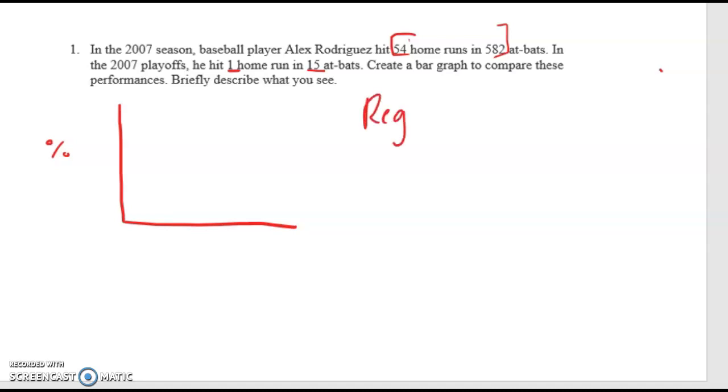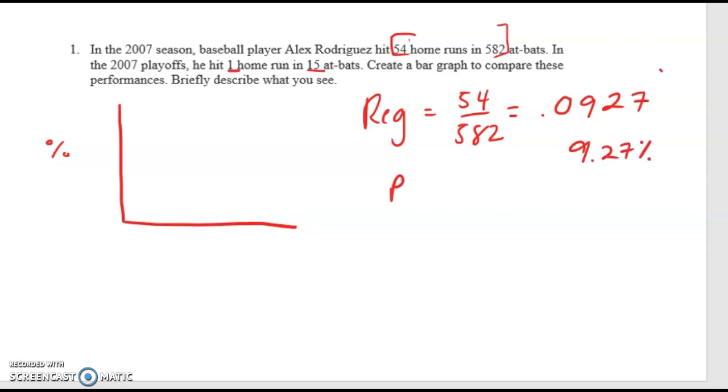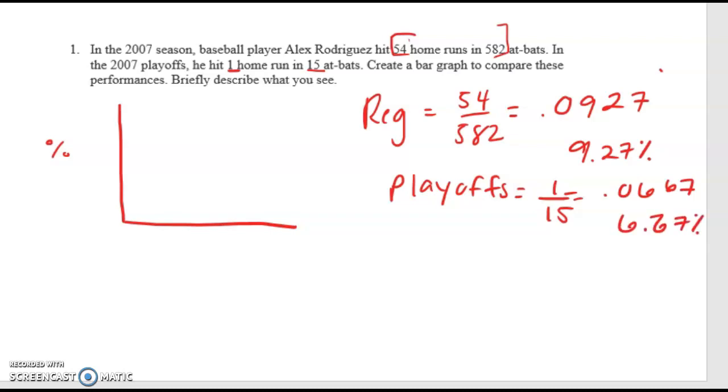So we have the regular season, which was 54 out of 582, which gives us a decimal of 0.0927. You move the decimal place over twice, and it becomes 9.27%. For the playoffs, he hit 1 in 15. 1 divided by 15 is going to give you 0.0667, which becomes 6.67%. Sorry, it doesn't look like a 6.